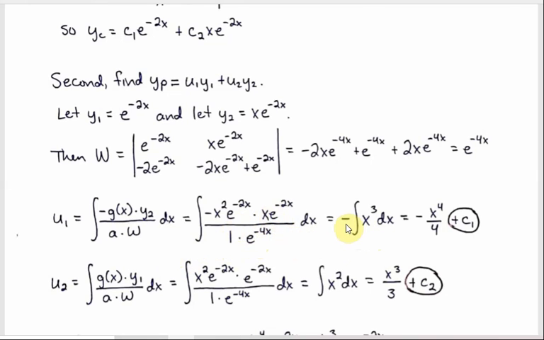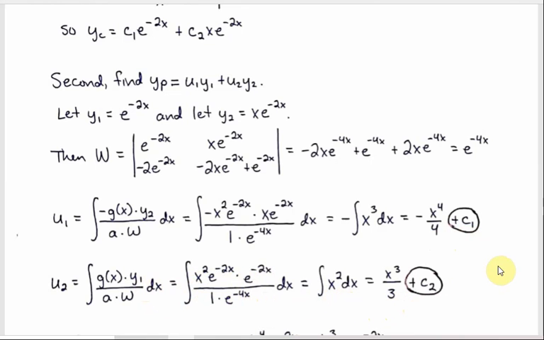And I pulled the negative out front. And we say, well, the antiderivative of x cubed is 1/4 x to the 4th, or x to the 4th over 4. And then if you want to add the plus c1 here, you can, but you don't have to. u2, about the same, right? You have y1, so e to the negative 2x. I guess that's different. You don't have the minus here. But you can say, well, we got an e to the negative 4x on the bottom. We got an e to the negative 4x on the top. So those are going to cancel out. So really we just end up integrating x squared, so that's 1/3 x cubed, or x cubed over 3.